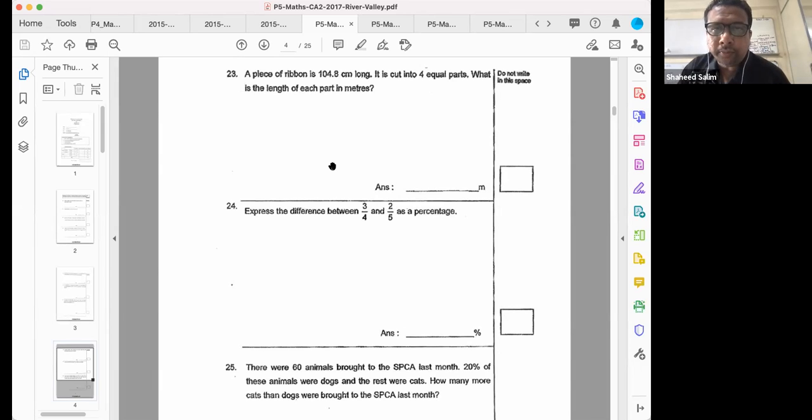Oh, well done, Farish. Your answer is correct. You move on to 24. Putri, your answer for 23 is supposed to be in meters, not cm. Can you change your answer from cm to meters? Divide by 100. Well done, Farish.